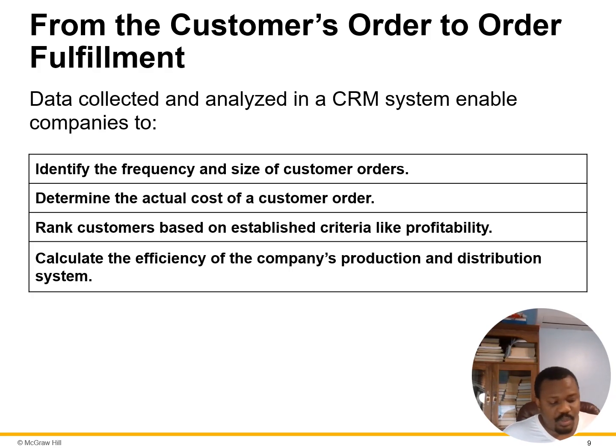From the customer's order to order fulfillment, we have data collected and analyzed in a CRM system, the customer relationship manager system, that enables companies to identify the frequency and size of customer orders. We determine the actual cost of a customer order. We rank customers based on established criteria like profitability. We calculate the efficiency of the company's production and distribution system.